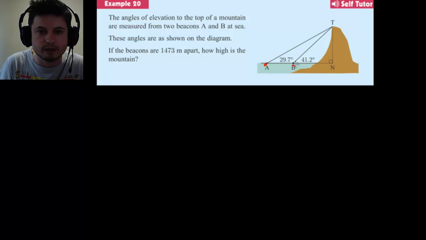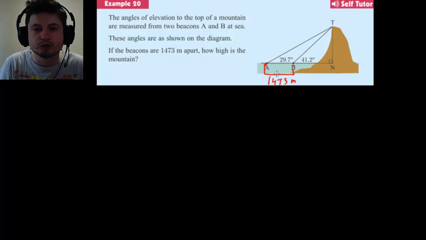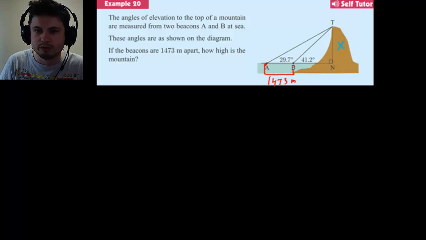The other thing you know is that the distance between A and B, so the distance right here, is 1,473 meters. And that's all you know. Then you have to find either the height or maybe the total distance. In this case, we're looking for this height, which is going to be our x. So find the height of the mountain. How do we do this?